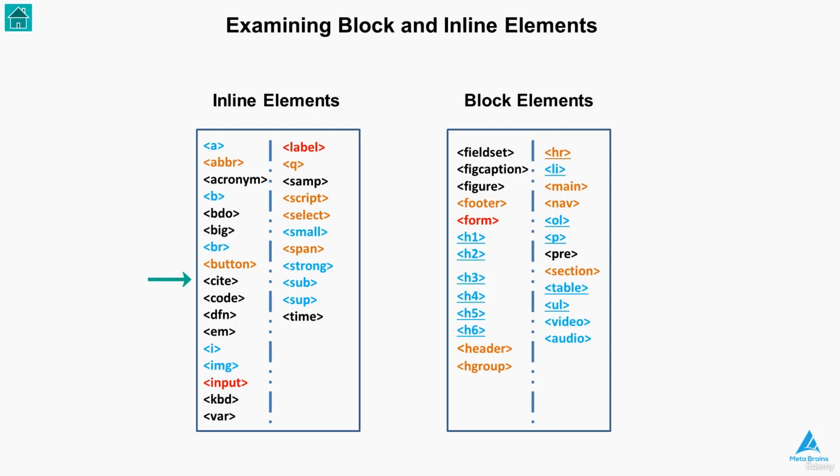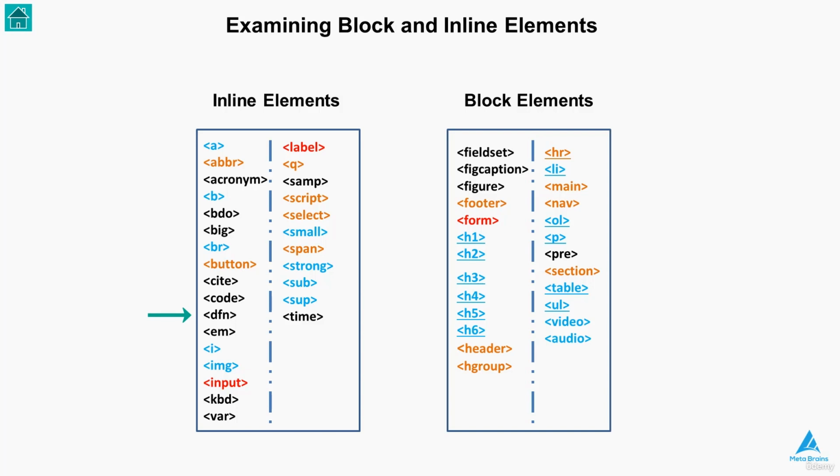Cite tag, it defines the title of a creative work, for example a book, a poem, a song, a movie, or a painting, etc. Code tag, it's used to define a piece of computer code and the content inside it is displayed in the browser by default using the monospace font.